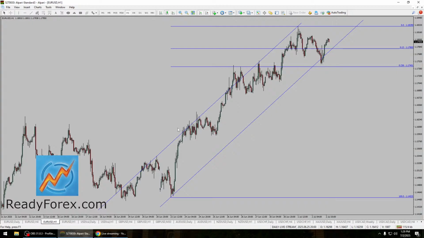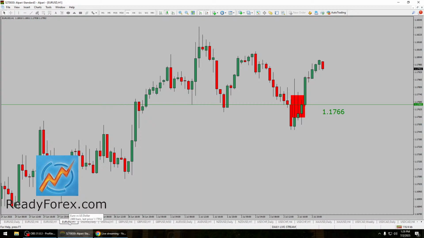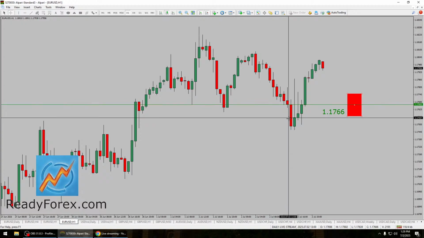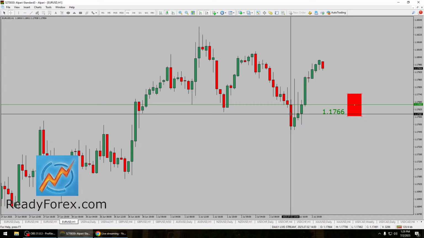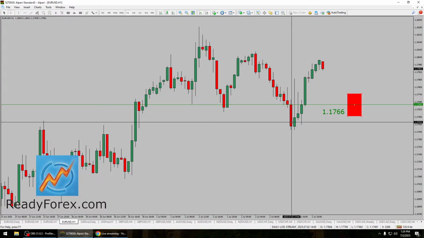Okay, next go over to a 1 hour time frame. Now I was expecting price to go up and close a bearish candlestick below 1.1766 level, but we only got just one candlestick. This is not enough. Okay, so right after we got this bearish candlestick, then we got this bullish candlestick.